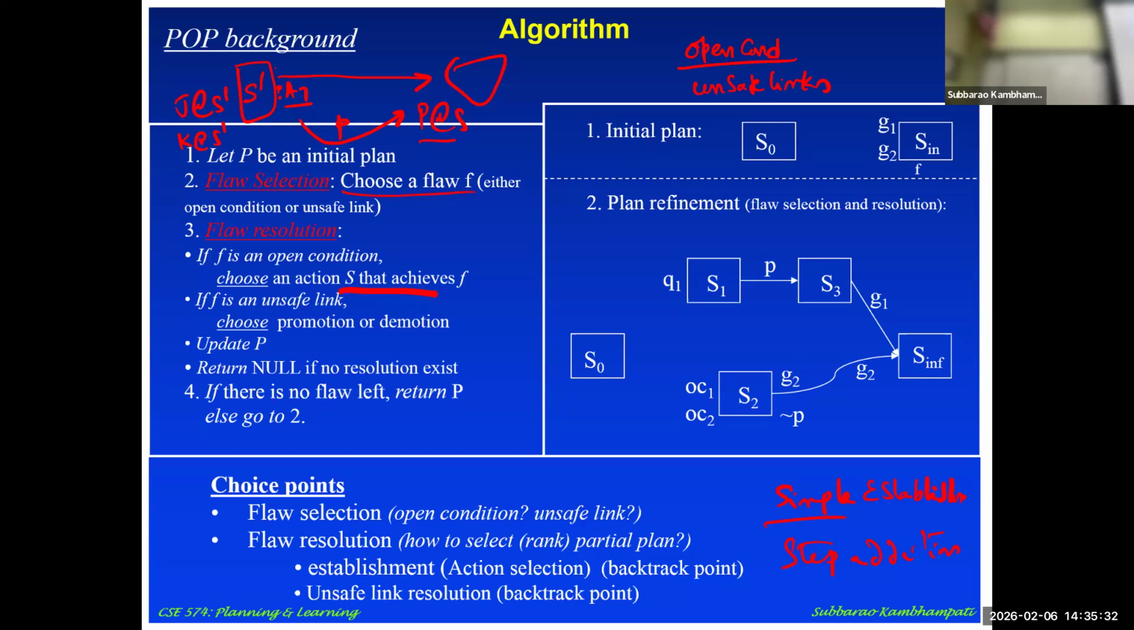Okay, imagine the following thing. I have a blocks world problem where in the end, A is on top of B, B is on top of C, and the hand is empty. In the initial state, A is on the table, B is on the table, C is on the table, and the hand is empty. So the initial plan will be this is S0, this is S infinity, and S infinity will have on(A,B), on(B,C), hand empty.